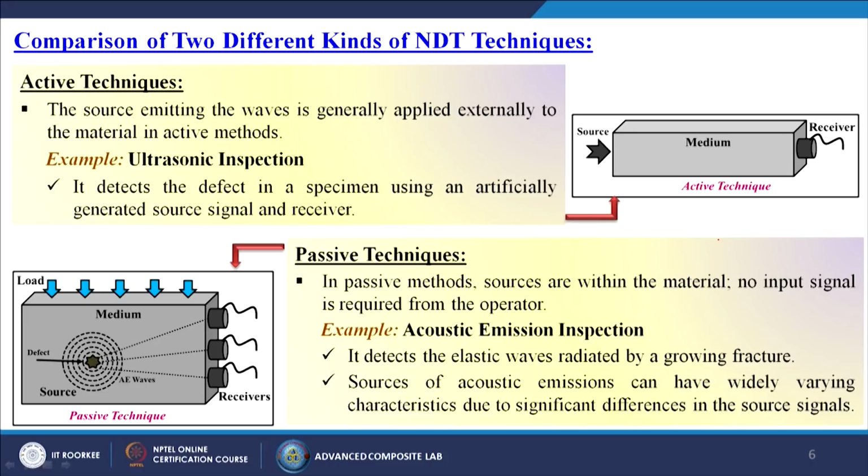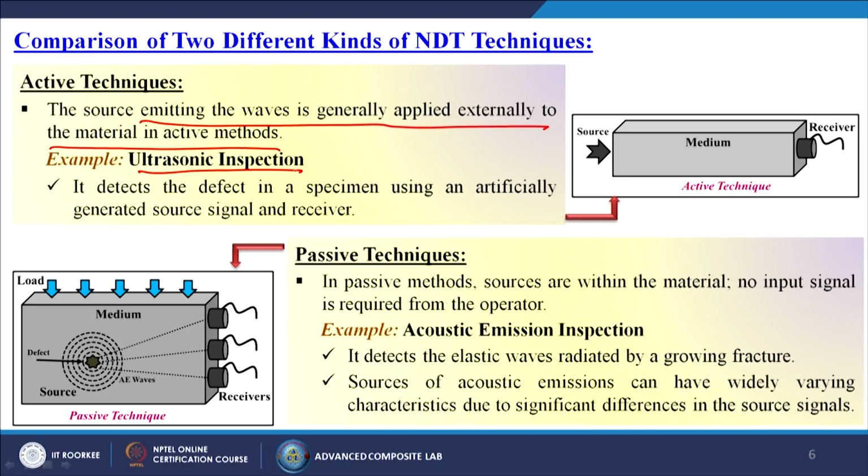Comparison of two different kinds of NDT techniques. Active techniques: the source emitting the waves is generally applied externally to the material in active methods. Example, ultrasonic inspection. It detects the defect in a specimen using an artificially generated source signal and a receiver.